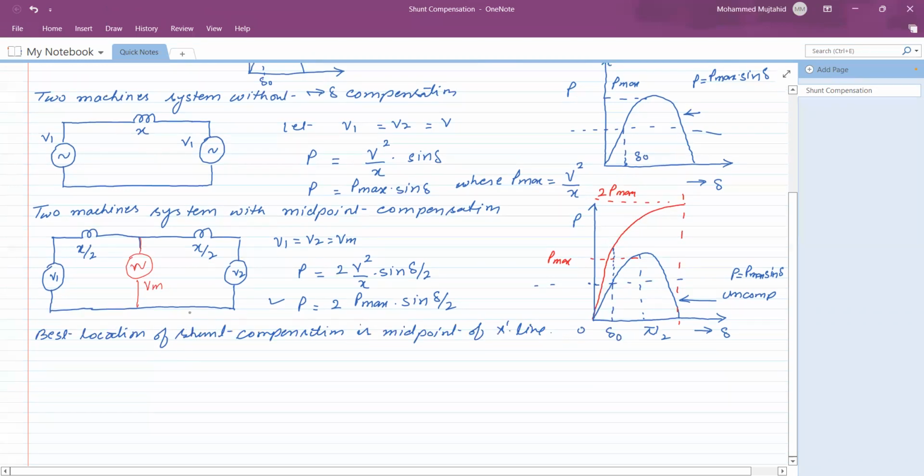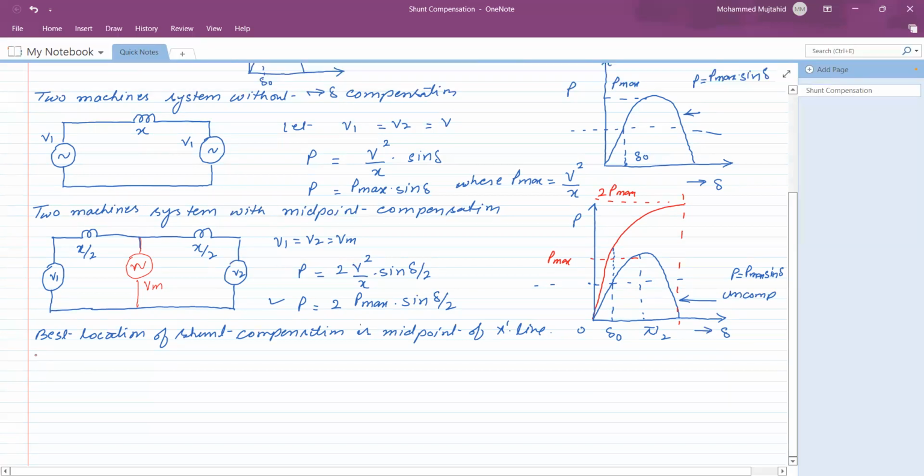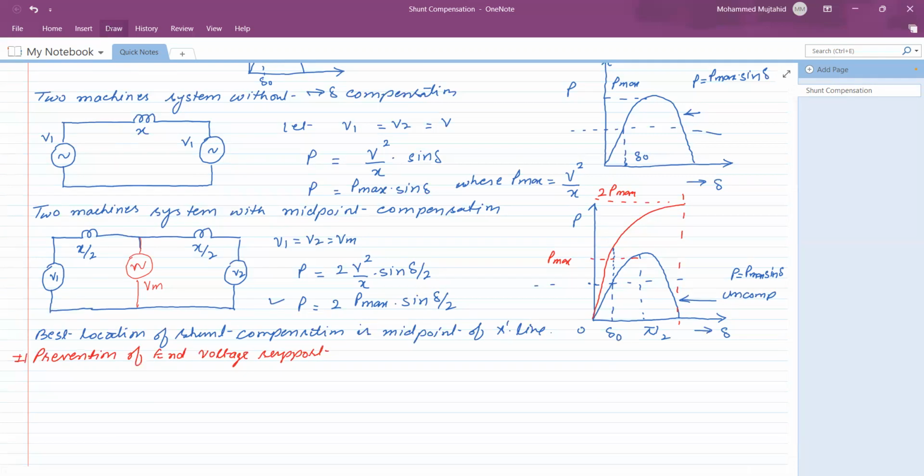Now the second part of this is that we can also prevent the end voltage support loss, or the voltage collapse. Okay, this is the second part.